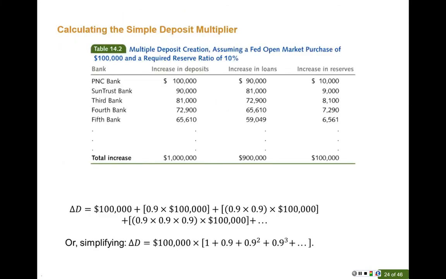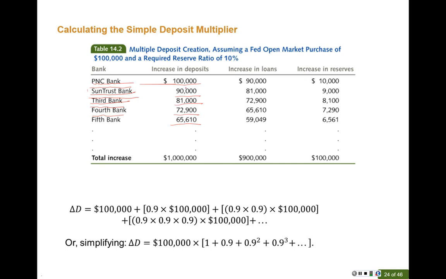The next slide actually summarizes what happened to the whole banking system. PNC Bank received a $100,000 deposit from Bob the bakery. And then the story moves on to SunTrust Bank. Then this story can continue to the third bank and the fourth bank, and each time you can see deposits being created. First 100,000, then 90, then 81, and these numbers will continue to increase.